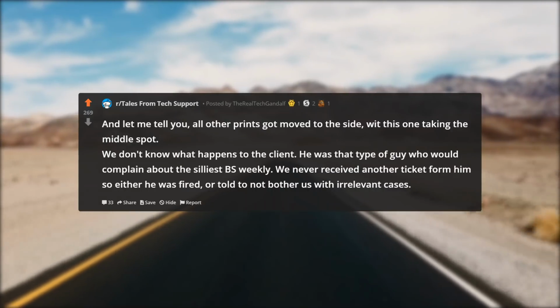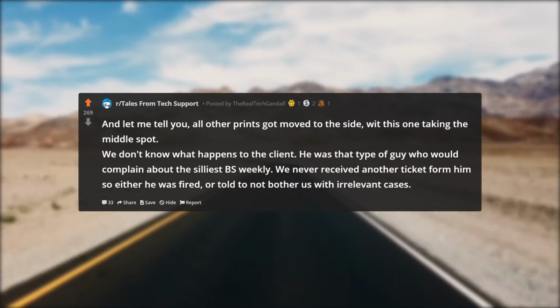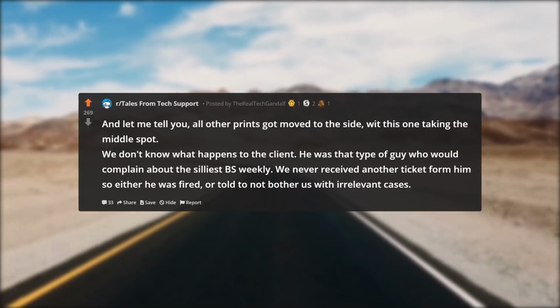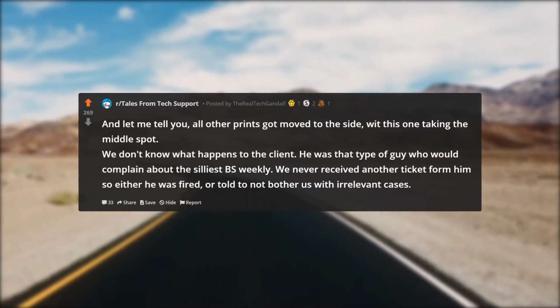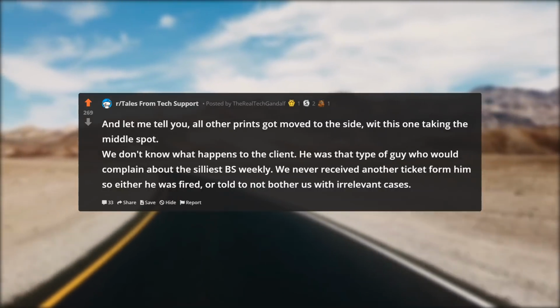We don't know what happens to the client. He was that type of guy who would complain about the silliest BS weekly. We never received another ticket from him, so either he was fired, or told to not bother us with irrelevant cases.